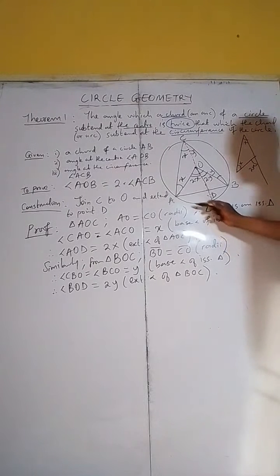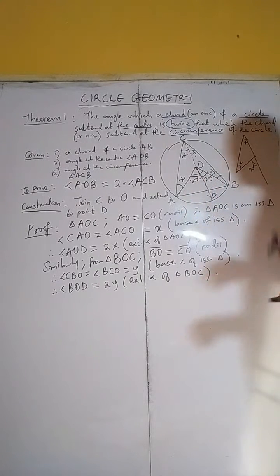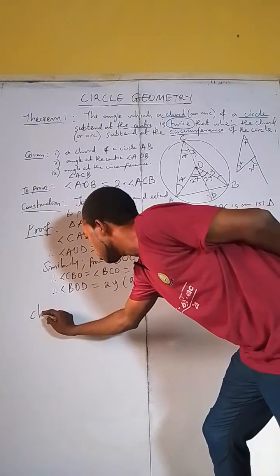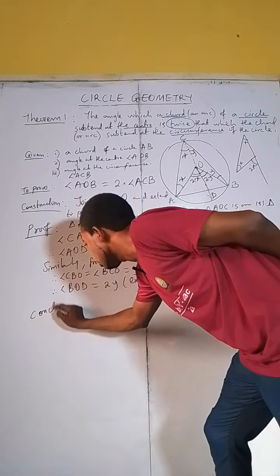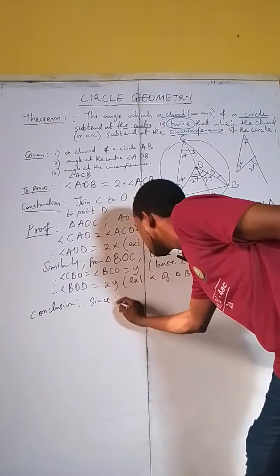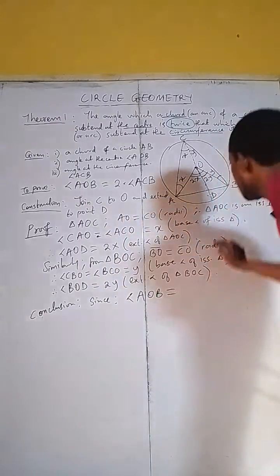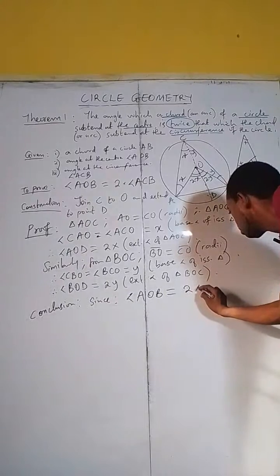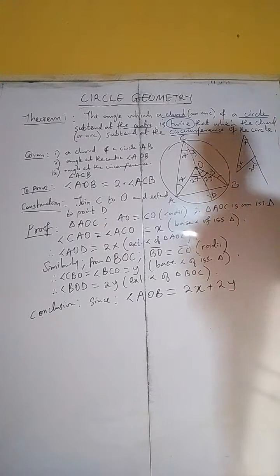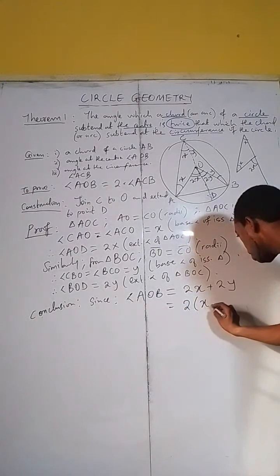Okay, now we can make a conclusion. When we look at the angle at the center, this obtuse angle AOB, the total angle there is 2x plus 2y. So conclusion now: since angle AOB is the same thing as 2x plus 2y, here we can solve further and factor 2 out, and we have 2 into bracket x plus y.